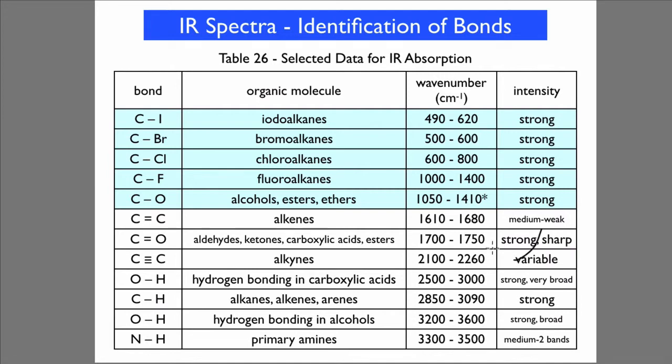Let's have another look. There we go. Carbon double bond oxygen in aldehydes, ketones, carboxylic acids, esters: you've got a very strong and sharp peak at 1700 to 1750. Another very common one is in alcohols, the hydrogen bonding in alcohols goes a nice big strong broad peak between 3200 and 3600, and there's several others, as you can see.